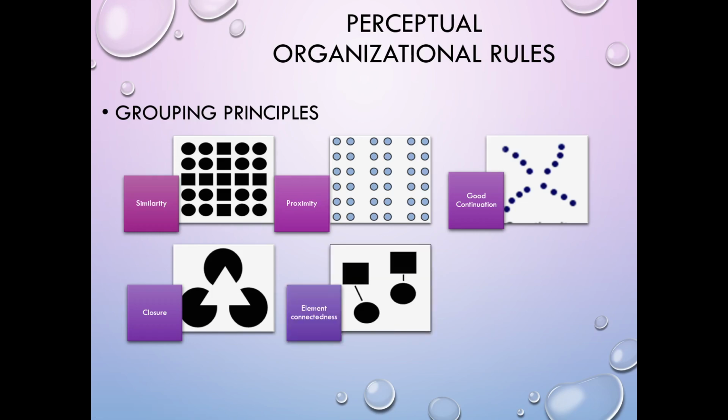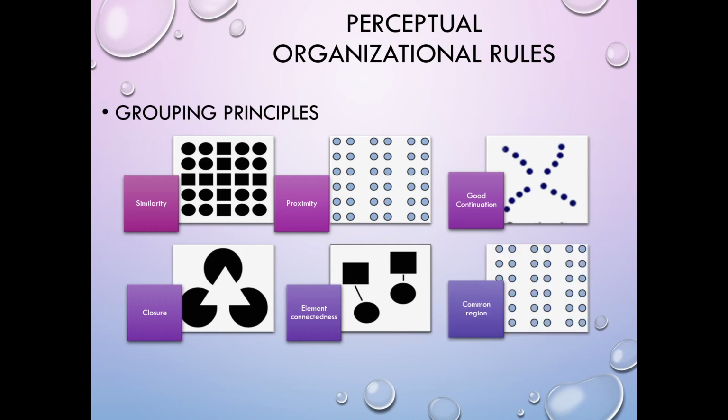Element connectedness. Because the squares are joined to the circles with a dashed line, and not even perfectly connected, right? There's a little bit of space, but because they appear to be connected, we see that as a square and a circle, one figure. If those lines hadn't been there, we probably would have seen that as 2 squares and 2 circles and grouped them on shape similarity. But because there are lines connecting them, we now see it as two forms made up of a square and a circle each.